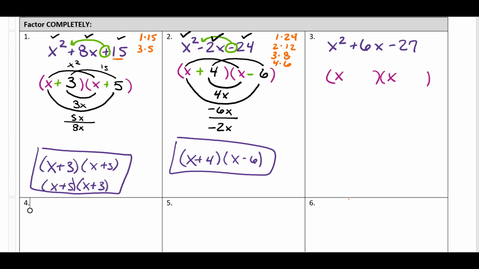So if we look at our signs, we start with the second sign. We start with our constant. It's the one that tells us the most information. It's a negative, so my signs are going to be plus and minus, different signs.